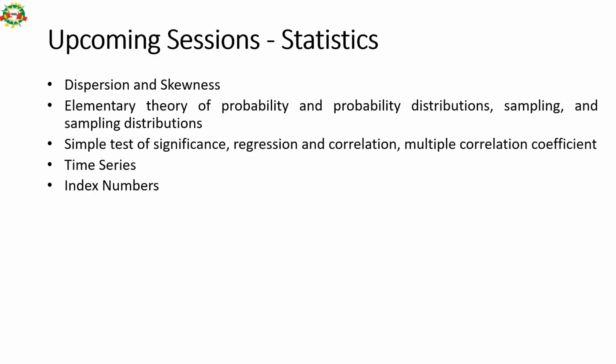In upcoming sessions, we will cover dispersion and skewness, elementary theory of probability and probability distribution, and sampling distribution. Then in the fourth session, we are going to cover simple test of significance, regression, correlation, multiple correlation coefficient, time series, and index number. So we have 3 upcoming sessions to cover all the remaining syllabus on statistics.